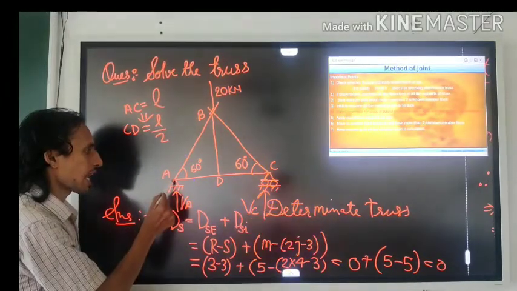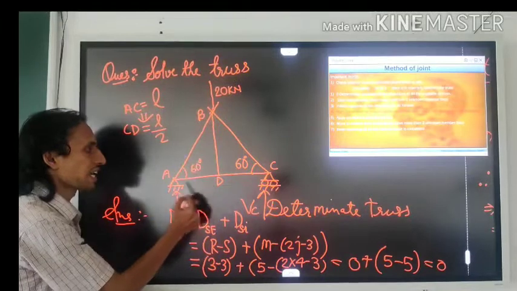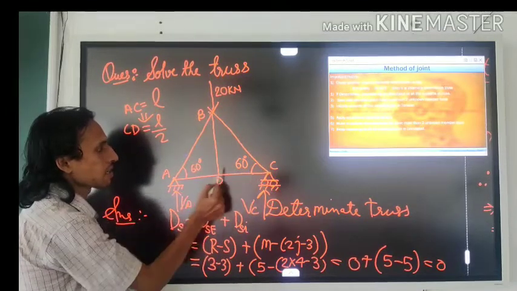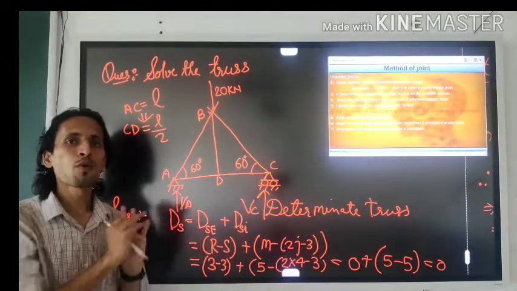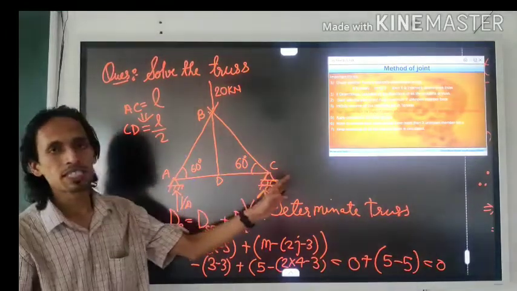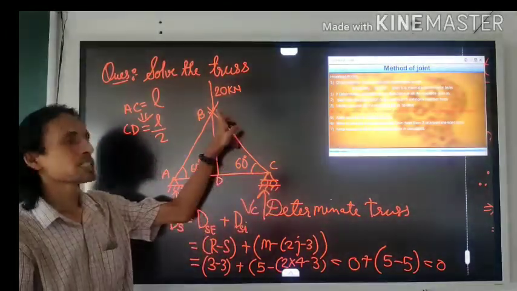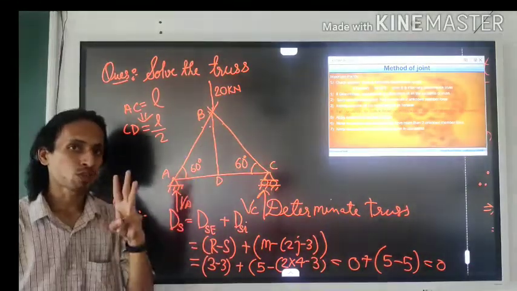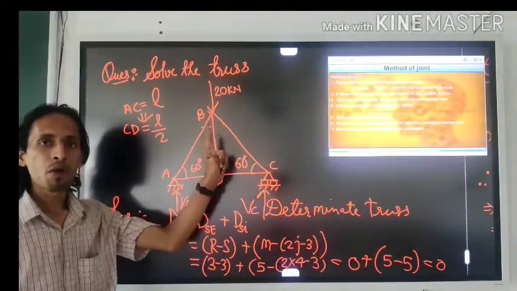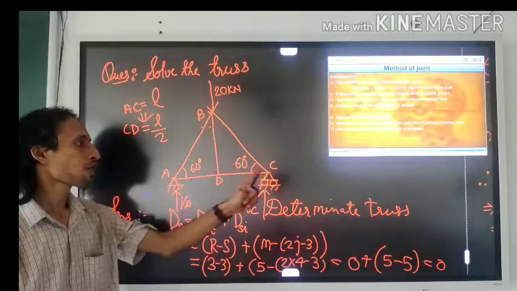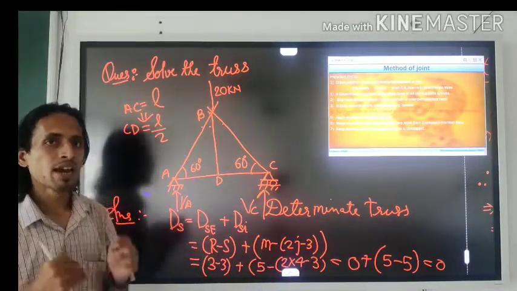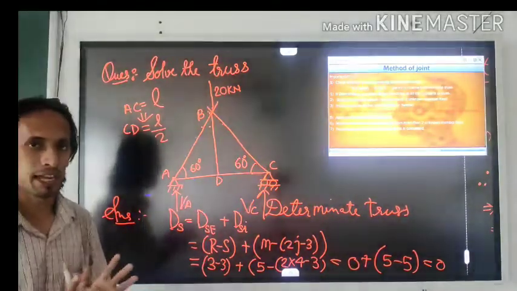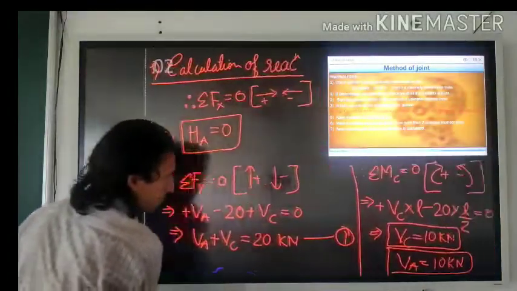So A and C each have two unknowns. What are the unknowns at joint A? AB and AD. Two unknowns. At this joint, what are the unknowns? CB and CD. Again two unknowns. So we can start from A also, from C also. Now if you want to see at B how many unknowns there are: 1, 2 and 3. So there are 3 unknowns, so we cannot start from B. We can start either from A or from C, whatever you want. For my sake, I am starting from A. You can start from any. So let's start it.